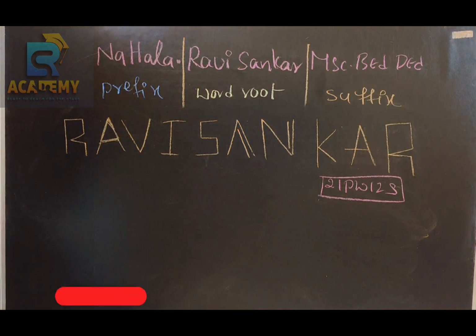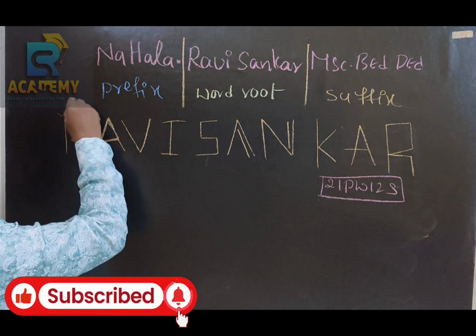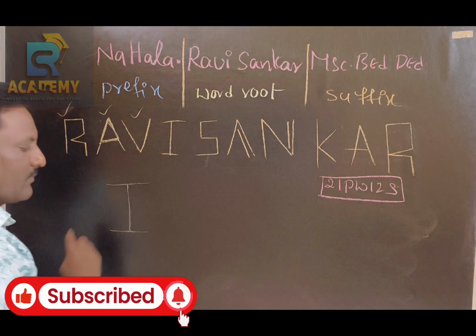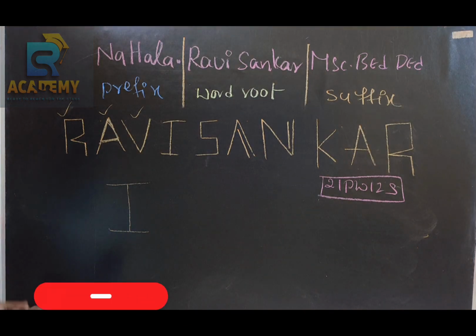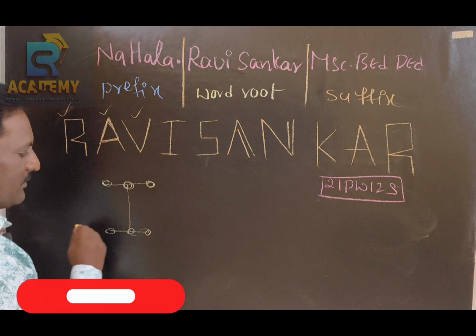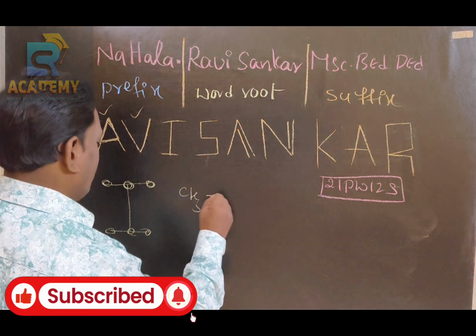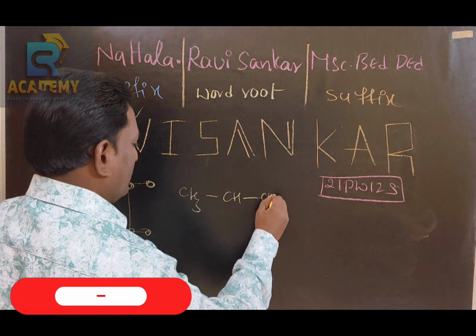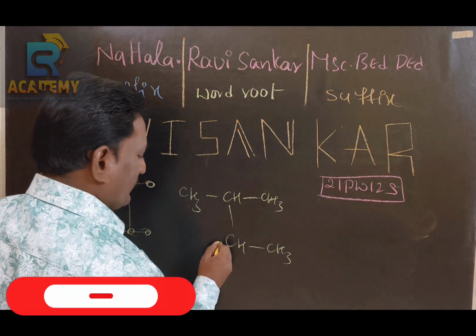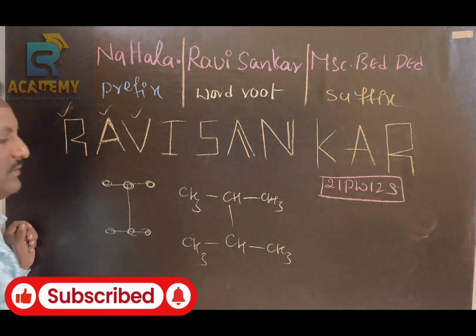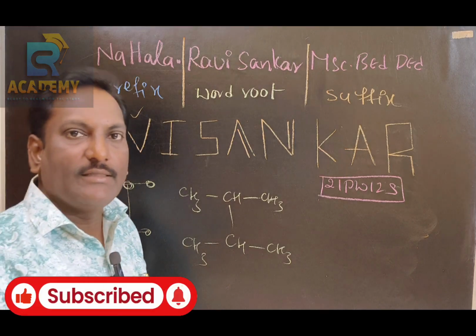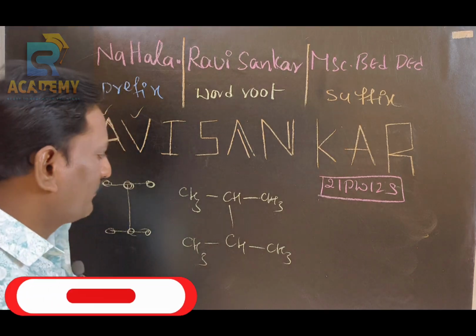Next one. Let us take I. So this one is completed. Let us write the carbons. Here carbon, carbon, CH3, CH3, CH, CH3, CH3. Right? While naming the organic compound, we should select the longest possible parent chain.